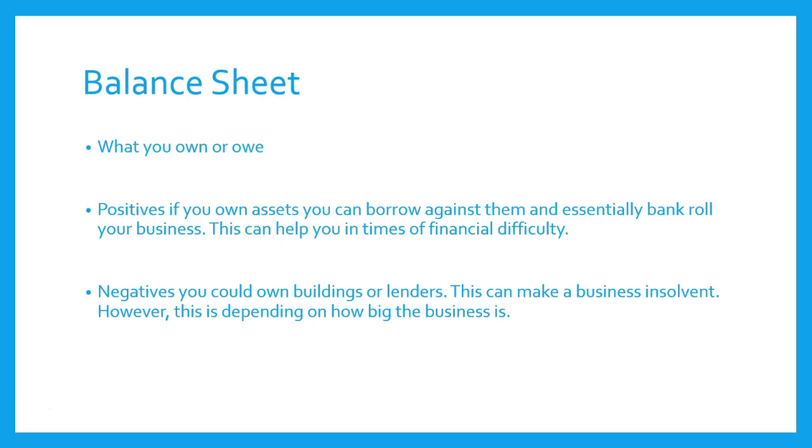If it's negative, it means you own your buildings or you owe to someone else. This means that can actually make your business insolvent. However, it depends on how big the business is. So, for example, you might borrow money for your mortgage or something like that, or your rent on your property. Those are big issues which you need to factor in. A negative set of assets doesn't necessarily mean your business is bankrupt straight away, but it can be hard for you to borrow money and things like that, because you haven't got anything to borrow against, and also it means that you're stretching your borrowing potential at that time.